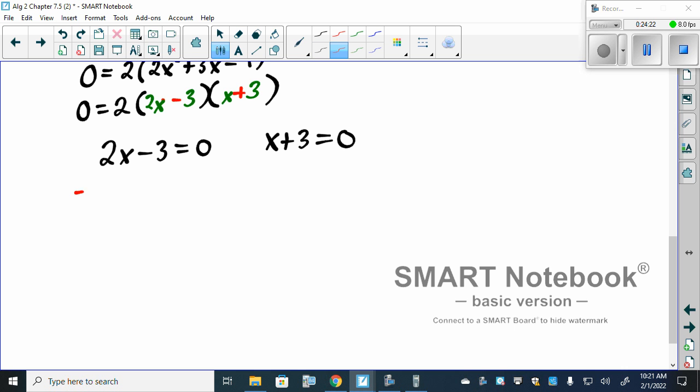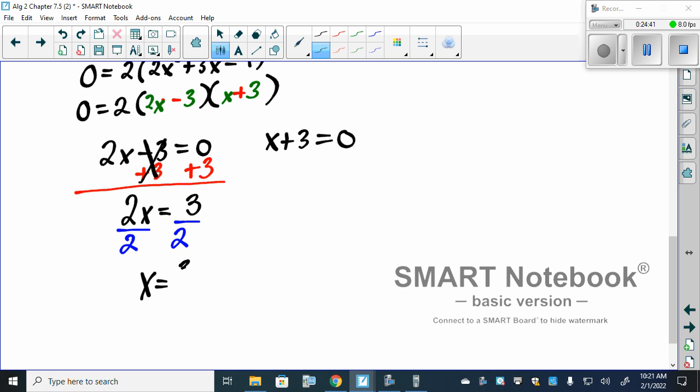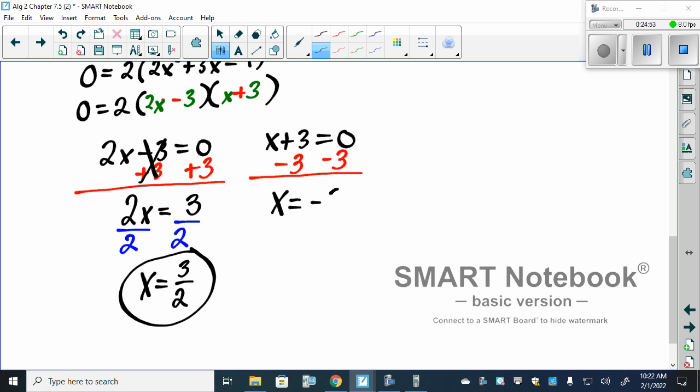For the 2x minus 3, the first thing we could do is add 3 to both sides. These will cancel, telling me that 2x is equal to 3. And last but not least, we would divide by 2, telling me x is equal to 3 over 2. So there's one of our answers. For the other one, we would subtract 3 from both sides, telling us x is equal to negative 3.